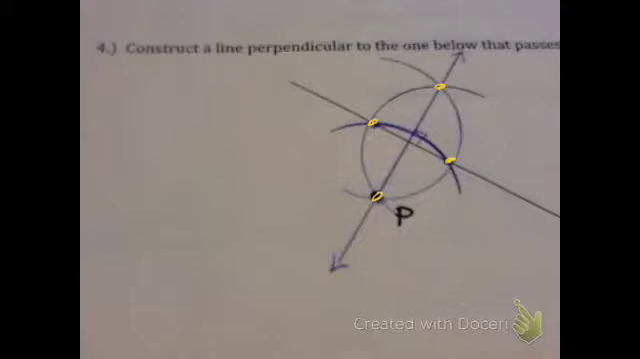Those 2 arcs are going to have 2 intersection points. You're going to draw your perpendicular, the line that goes through those 2 points, and that'll give you a perpendicular bisector. And this one, same story. This one looks a little bit skewed, but that's because I had to take this picture at an angle.